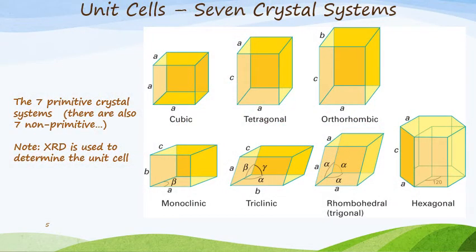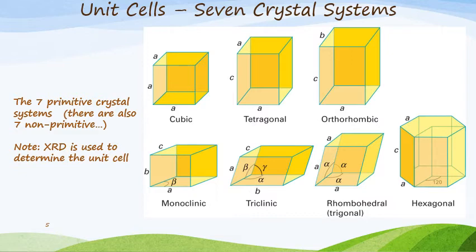Now, there are different ways to represent unit cells. We have 7 crystal systems. They are called primitive crystal systems. There are also 7 non-primitive, but we're not going to worry too much about that right now. What I want to explain to you is how these are determined. Well, they're determined by a technique called X-ray diffraction, and it's used to determine the unit cell.